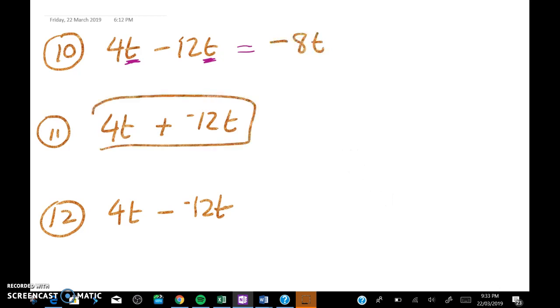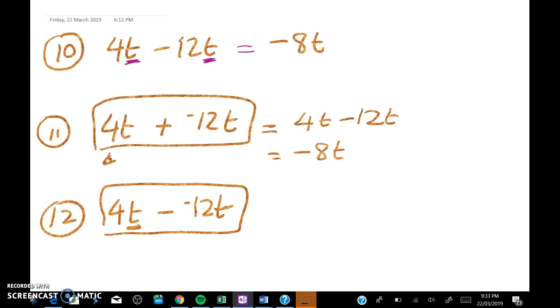What about this one? Well, here I've got 4t plus negative 12t. So that's the same as 4t minus 12t, which is negative 8t. This one is different. We've still got like terms. I've got 4t here, and I've got negative 12t here. But when I have minus and negative, that becomes 4t plus 12t. So this one is 16t.